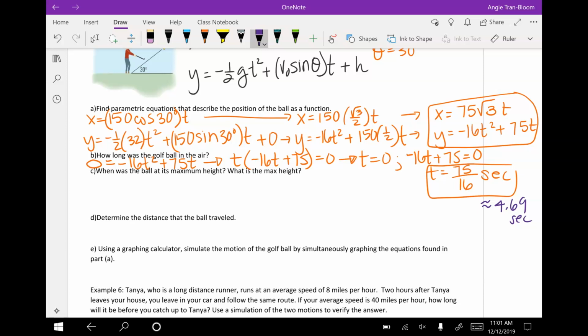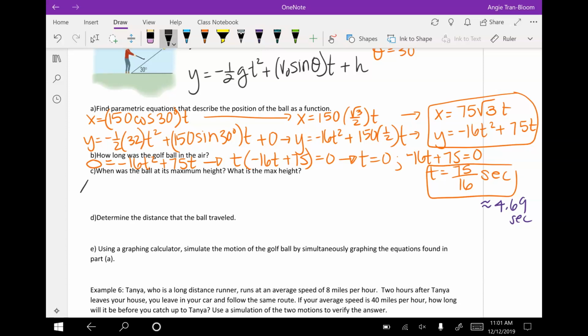Part C, when was the ball at its maximum height, and what is it? Which out of the two equations, x and y, which one? Y again. I'm looking for the time and its maximum. What do we call that point? The vertex. Anybody remember how to find the vertex? Negative b over 2a. Okay, let's find that.